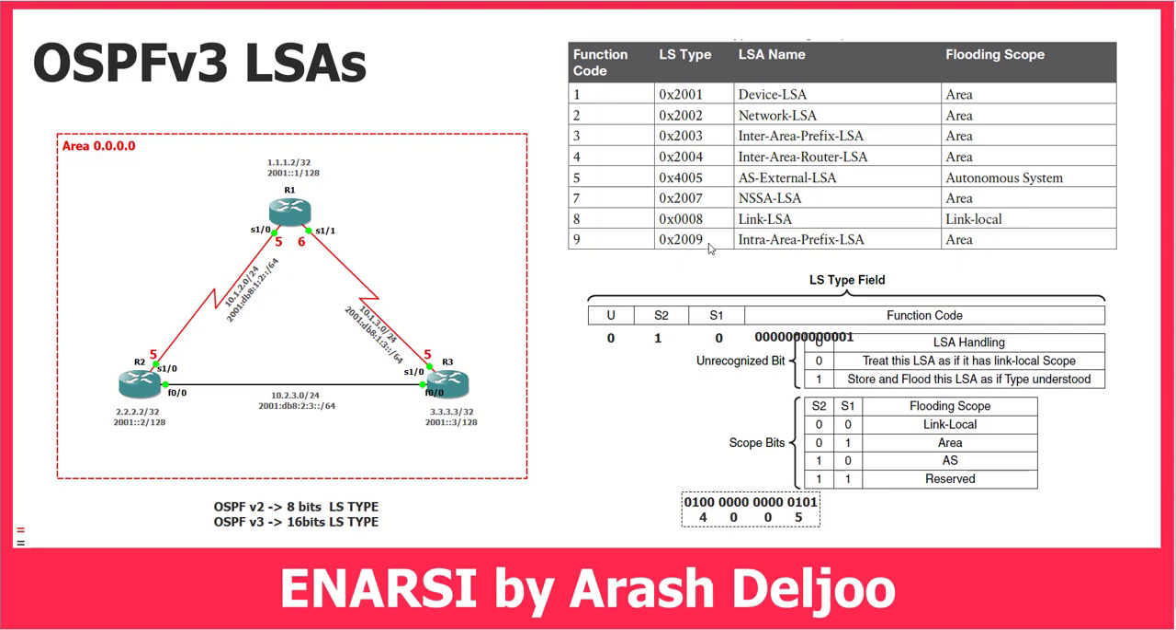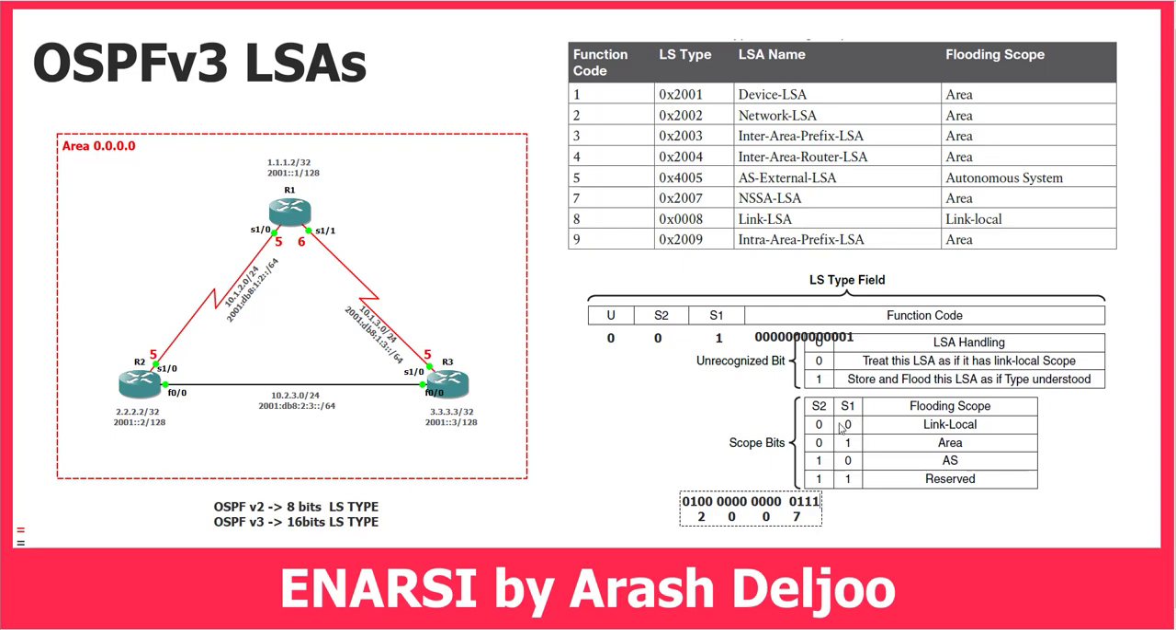So easy. Okay, 4005. About the NSSA area, again we have a scope of 0, 1, and because of that, here we have 2007. Because in the last hex state, in the last 4 bytes, we have 0, 1, 1, 1. That's it, 7. After that, let me talk about the link LSA.